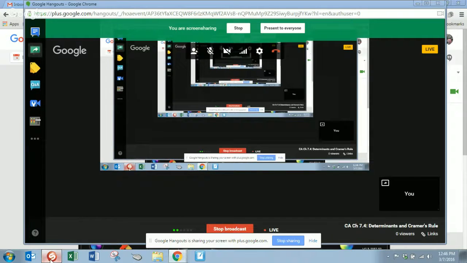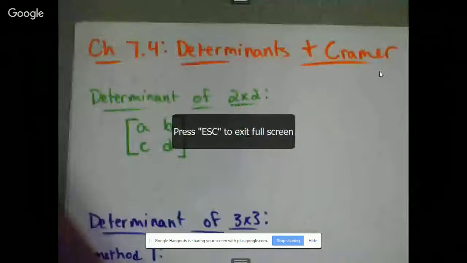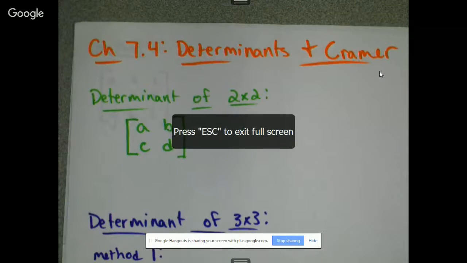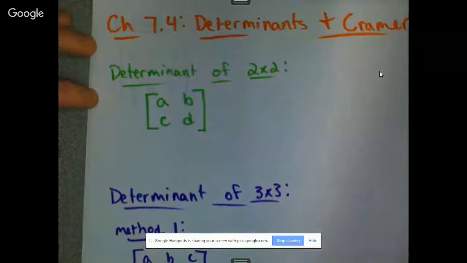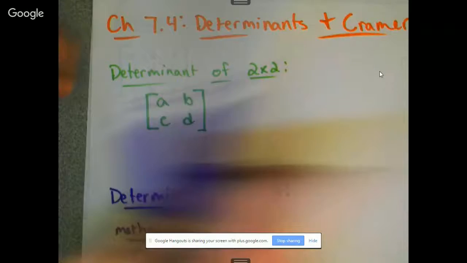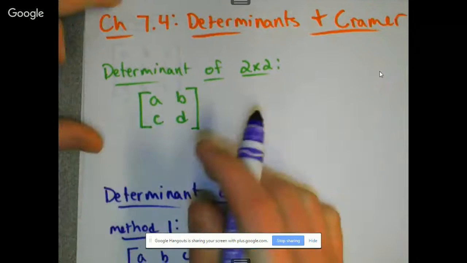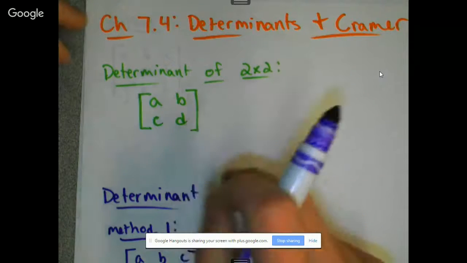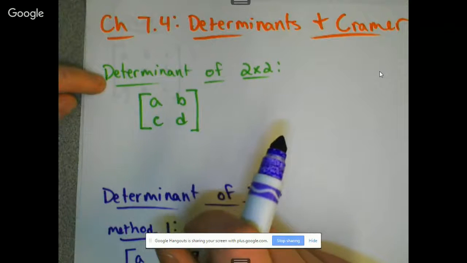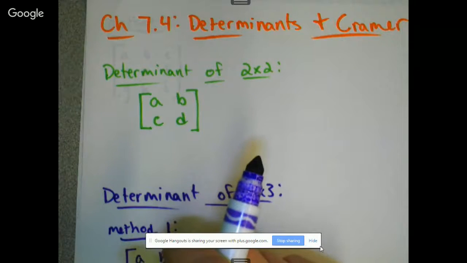Okay, we're going to talk about 7.4, which is determinants of matrices and Cramer's rule. So the first thing we want to talk about is a 2 by 2 matrix and finding the determinant of that. So I've got here matrix A, B, C, D. And in order to find the determinant, which is just a given number for a square matrix, so these only work for square matrices.